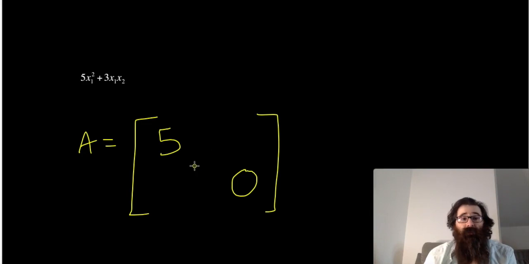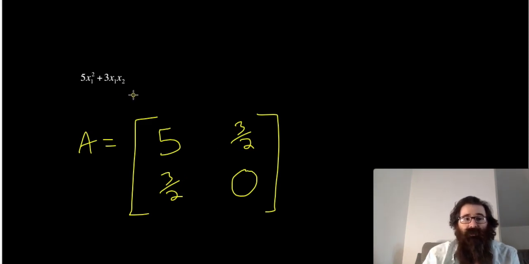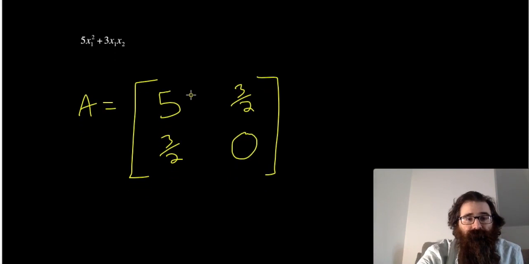I want to make sure it's a symmetric matrix. So if it was a 3, I got to cut it in half. I got to share it. So it's got to be a 3 halves and a 3 halves. So there's my 5x1 squared. There's my missing 0x2 squared. And summing these two, I get a 3 halves x1, x2 plus another 3 halves x1, x2 is going to build that 3x1, x2. So let me know if this makes sense in the comment section below.